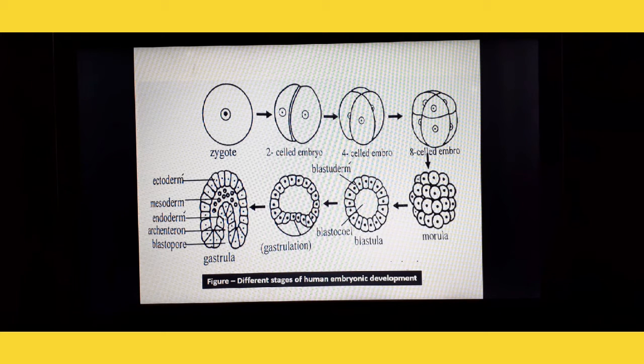Dear students, those animals which contain these three types of germ layers are called triploblastic animals, and those which do not contain mesoderm are called diploblastic animals. Okay.